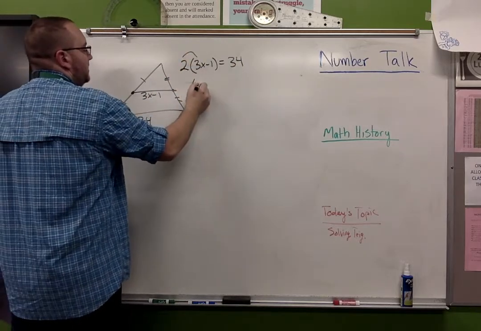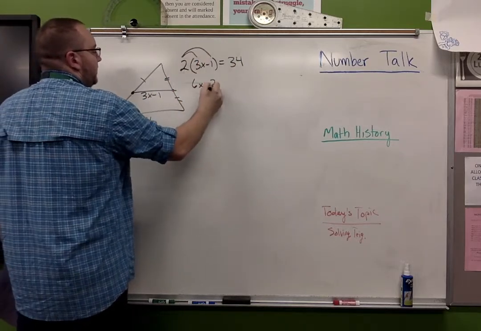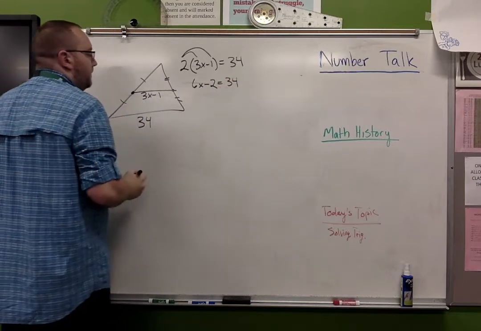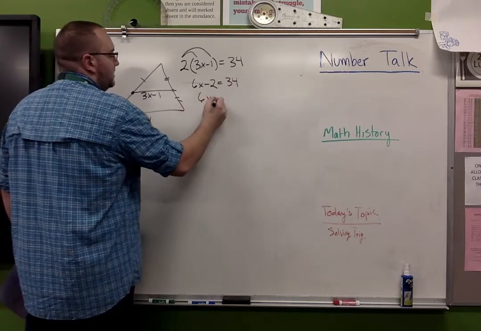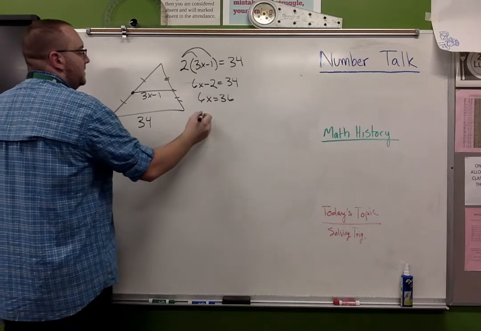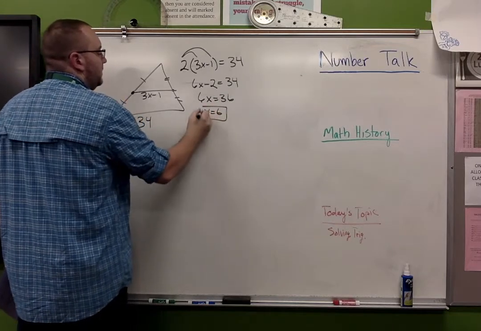2 times 3x is 6x. 2 times negative 1 is negative 2, equals 34. Add 2 to both sides, 6x is equal to 36. Divide by 6 both sides, x is equal to 6. And that's your answer.